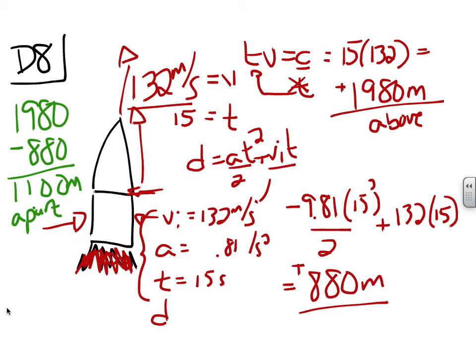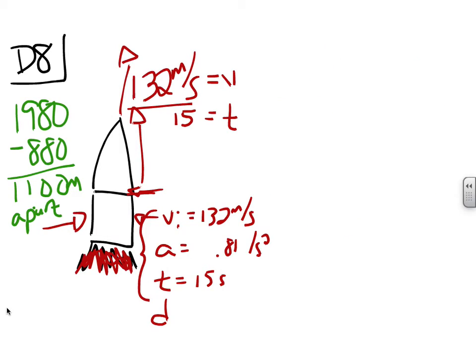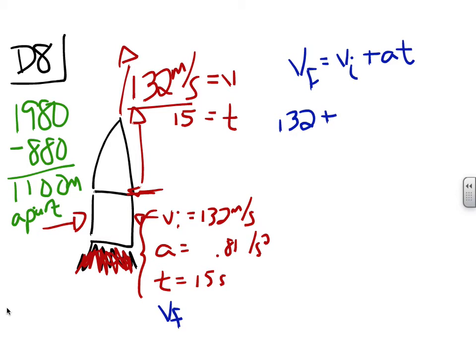Now the second part of the question asks how fast is the lower stage at that time, or what is the velocity of the lower stage at that time. So now instead of looking for d, we are going to look for vf. So now we say what equation has vf and vi and a and t in it. And of course that is our original acceleration equation solved for vf. So my vi is going to be 132 plus my negative 9.81 times the 15. And when we do this, we find the velocity is negative 15 meters per second.